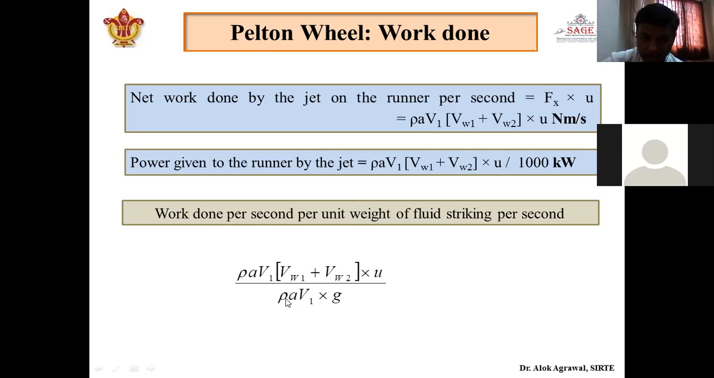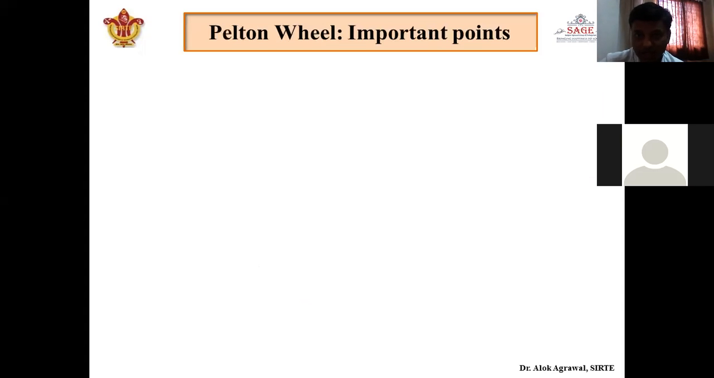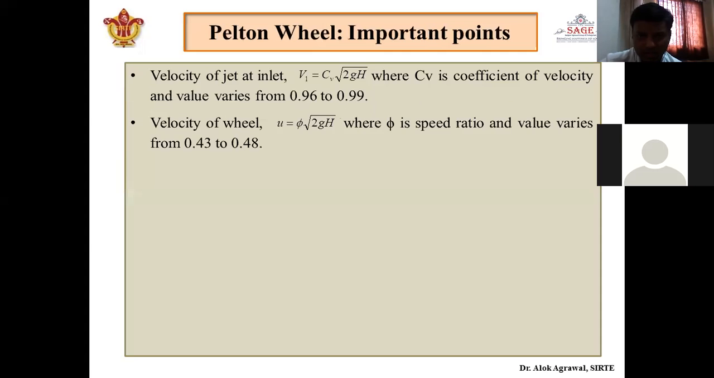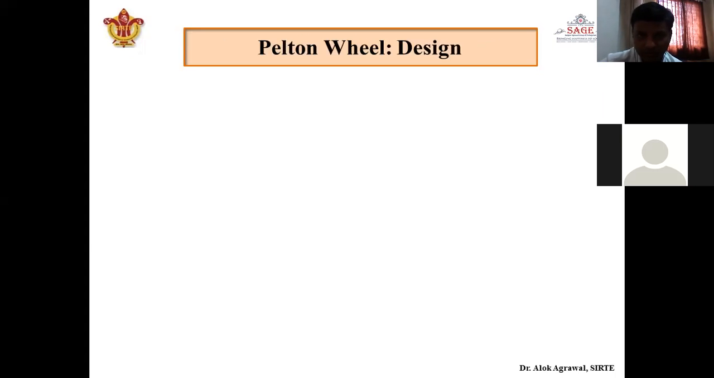How is it the mass? Density into A into V1. What is A into V1? Flow rate, meter cube per second, and density is kg per meter cube. So meter cube will be cancelled out, and we get kg per second for this term. When we multiply mass with g, we will get weight. So when we divide these two things, we get the unit meter, which we discussed in our last class. So these are some important points for Pelton wheel.